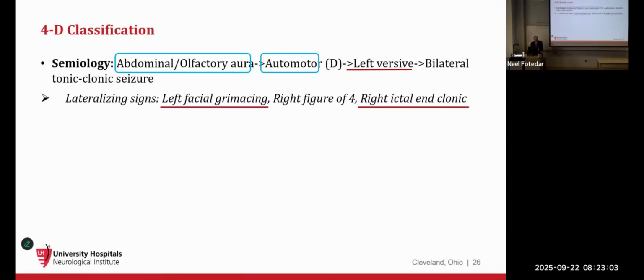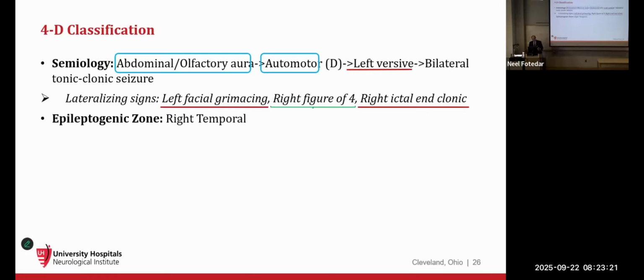You write multiple lateralizing signs. The ones in red strongly point to the right hemisphere. And the abdominal aura followed by oroelementary automatisms very, very strongly points to epilepsy in the mesial temporal structures. It has a very, very high positive predictive value.